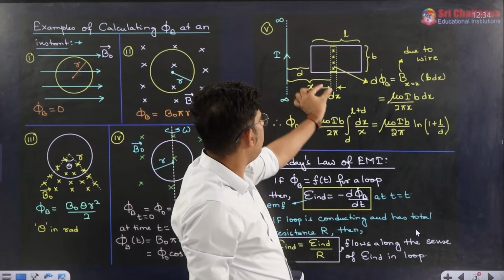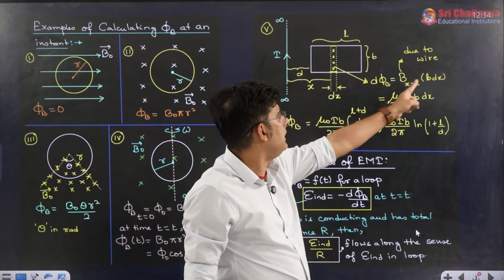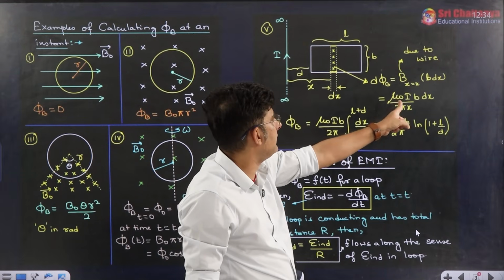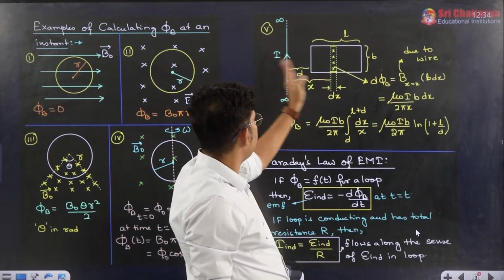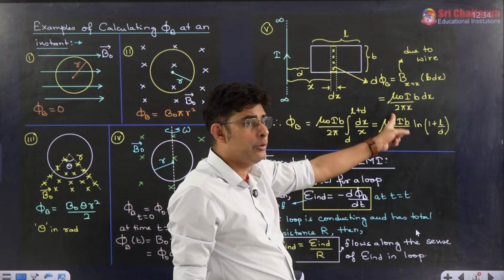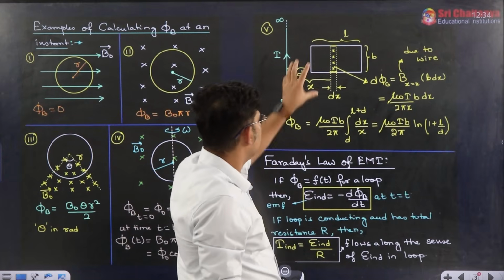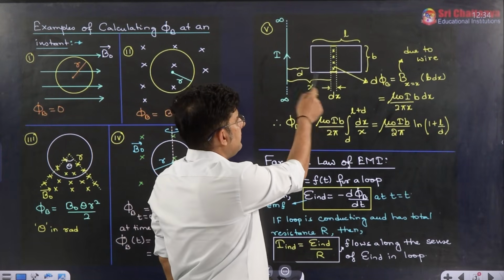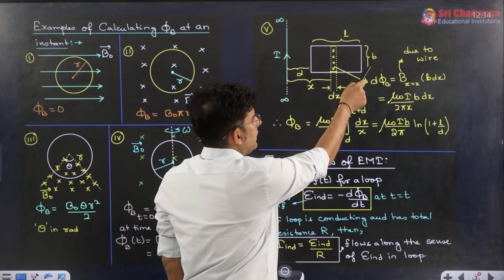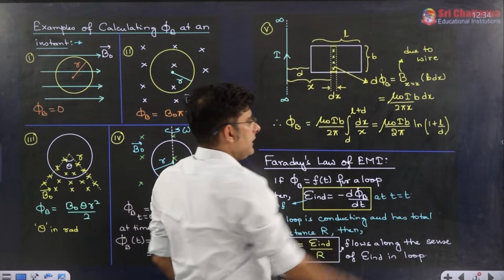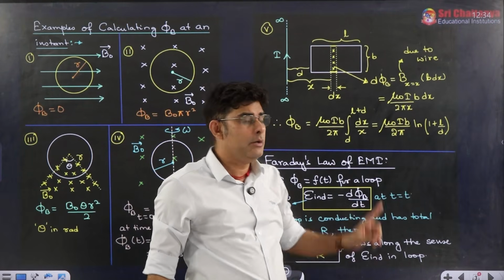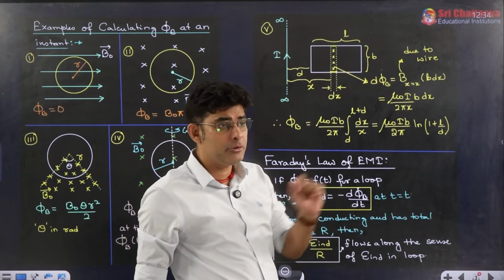Here you can see the field is continuously varying over the entire cross section of the rectangular loop. So at a general position, b into dx will give you the flux through the shaded area. The field value at distance x is mu naught I by 2 pi x, so mu naught I by 2 pi x into b dx is the flux through the shaded area. Total flux we will simply integrate. x is taken from this end, that is d, to this end, that is d plus L. When you integrate, you will get mu naught I b by 2 pi natural log of 1 plus L by d, because the integral of dx by x is natural log.